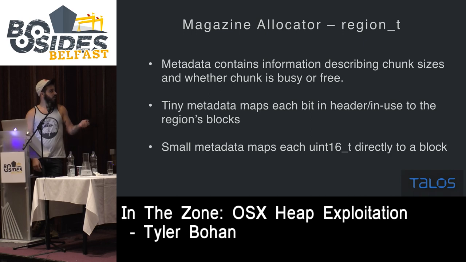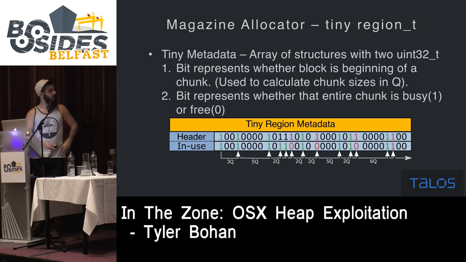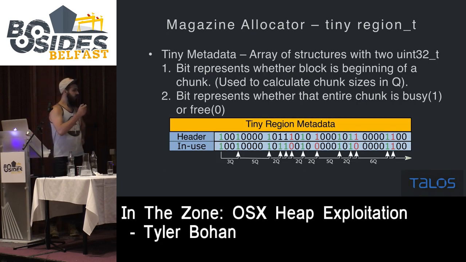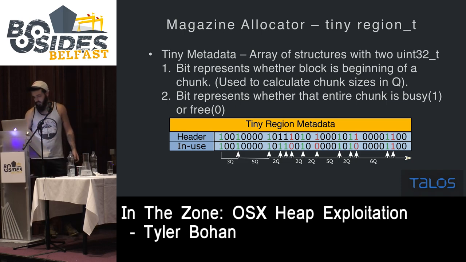Region metadata describes chunk sizes and how full it is. We have a tiny metadata thing, and this is generally what the bitmap looks like. To see if a block is in use and how big it is: this block is going to be 3 quantum, because it's 1 and 2 zeros. That's 3 quantum, and this second one means it's an in-use block. This one is 2 quantum in size, but because it's 0, that means it's a free block. So if we looked at our free list, we would see this little guy is there, and he's free. And that's our tiny regions.